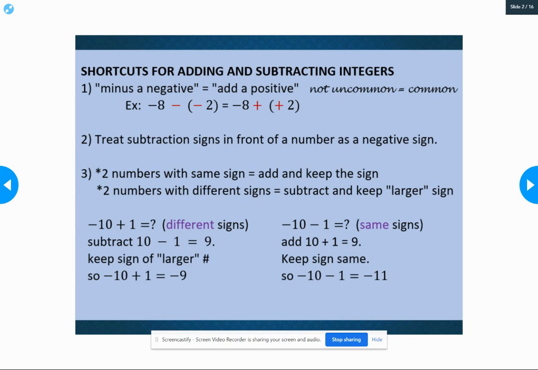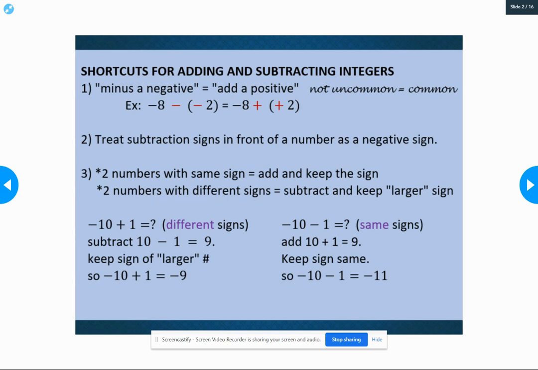Okay, treat subtraction signs in front of a number as a negative sign. And then if you do those two things, you can just use the big idea on number 3 here. If you have two numbers with the same sign, add them and keep the sign. If you have two numbers with different signs, subtract and keep the sign of the number that has the larger absolute value.